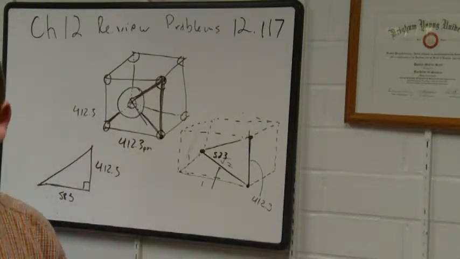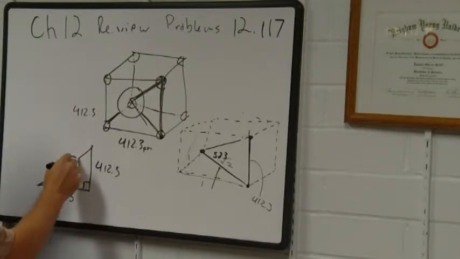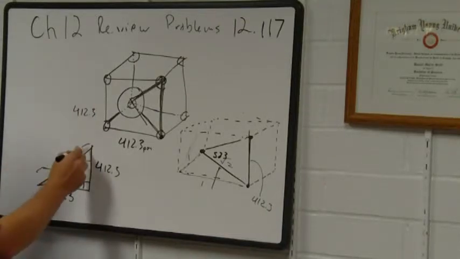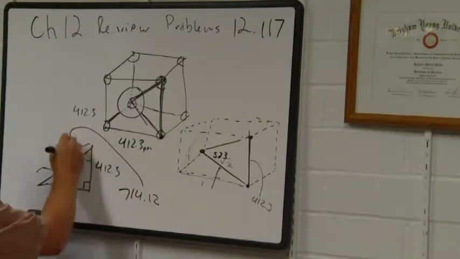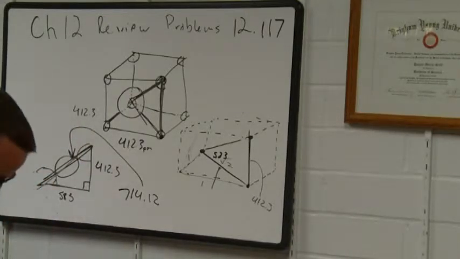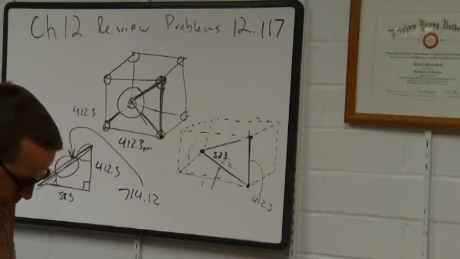So I can determine the length of this whole body diagonal, and I know that the body diagonal has the length of one cesium atom and one chloride atom. So 583 squared plus 412.3 squared, and then I take the square root of that value. So I'm looking at a length of 714.12. That's this whole length right here. The radius of the chloride ion is 181, so I subtract 181 twice because I want the whole diameter of the chloride ion, and that leaves me with the diameter of the cesium ion, so I divide that by 2. I'm getting a value of 176 picometers.